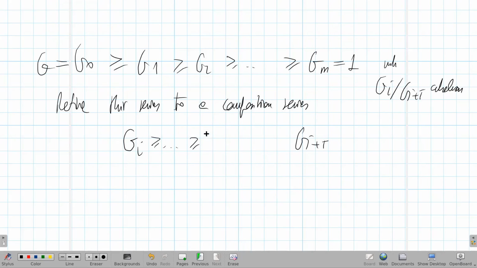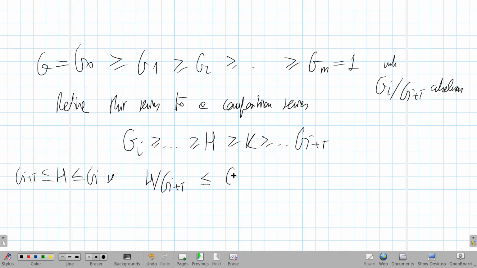So suppose I have here an H and a K, and this cannot be refined further. But then H is a subgroup of Gi which contains Gi+1. So H over Gi+1, by the third isomorphism theorem, is a subgroup of Gi over Gi+1. This is abelian, so this is abelian as well. A subgroup of an abelian group, of course, is abelian.